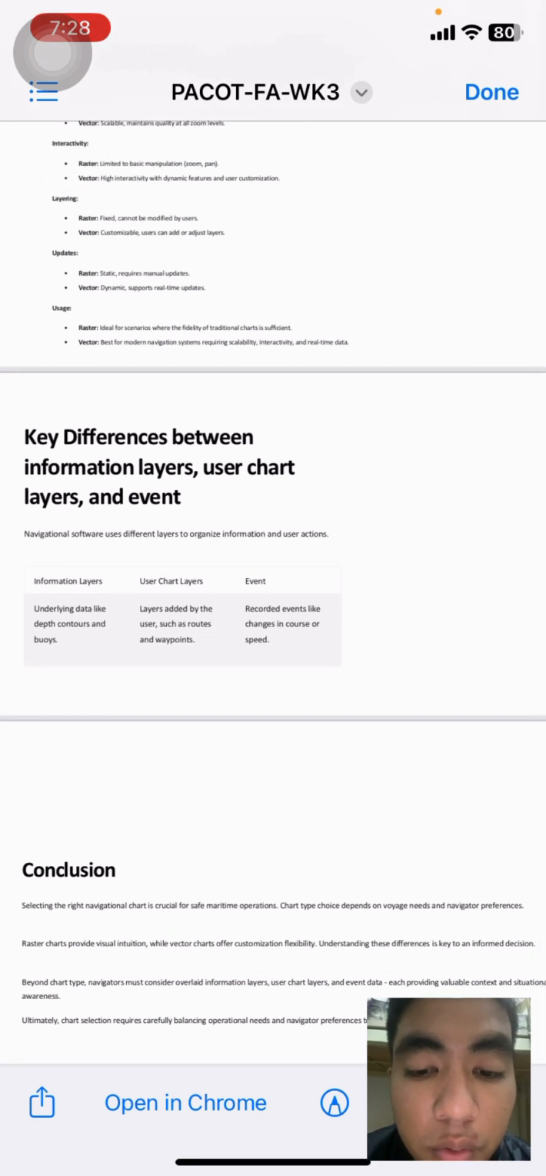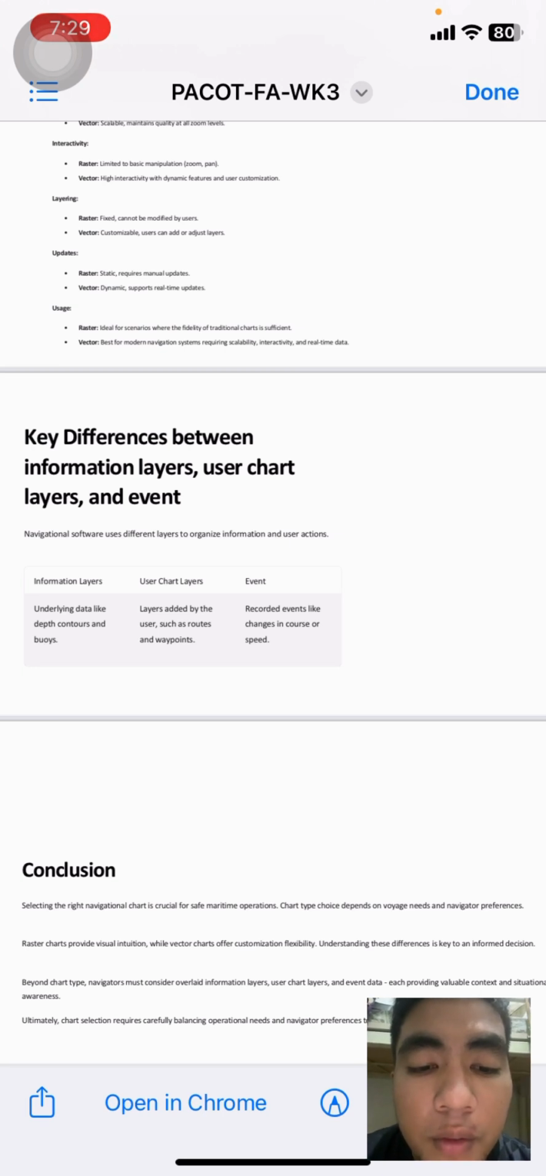So for the conclusion, selecting the right navigational chart is crucial for safe maritime operations. Chart type choice depends on voyage needs and navigator preferences. Raster charts provide visual intuition, while vector charts offer customization flexibility. Understanding these differences is the key to an informed decision.